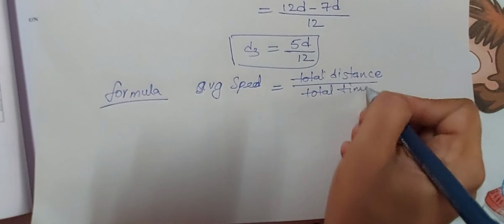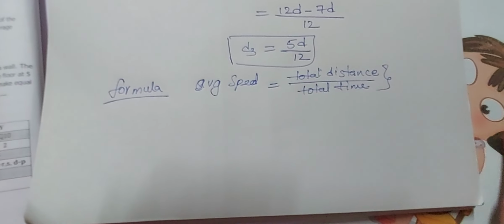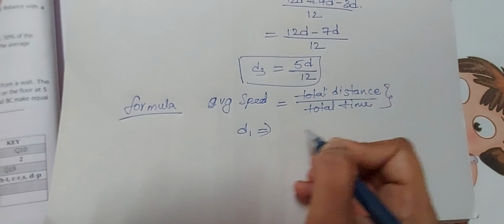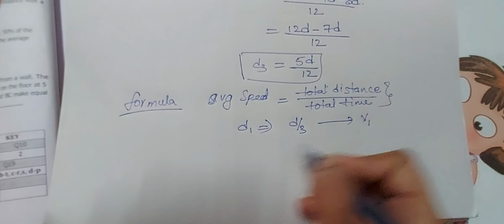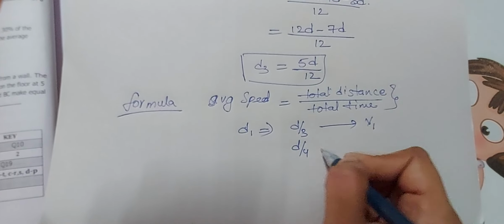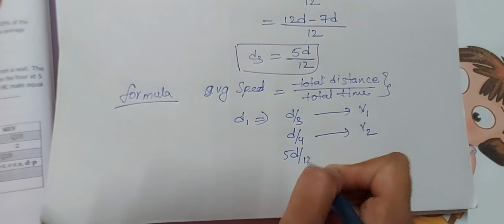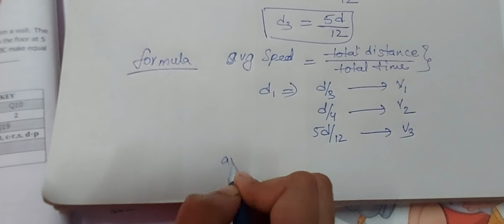And now, no more we are using this. Let me tell you the way to find out a short way. So that is about D1, whatever we have, that is D by 3 at a speed of V1. In the same manner, D by 4 at a speed of V2 and 5D by 12 at a speed of V3. So our formula will be like this.